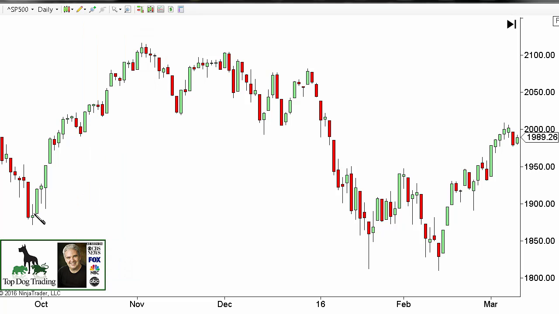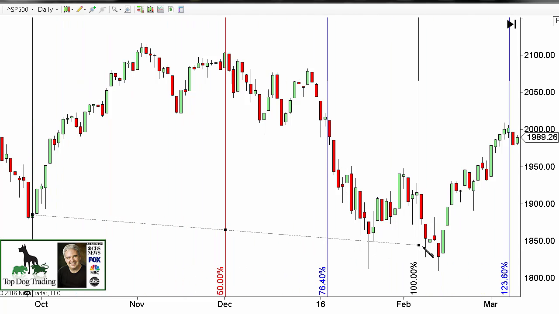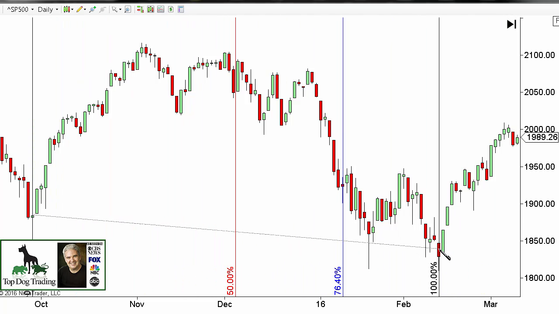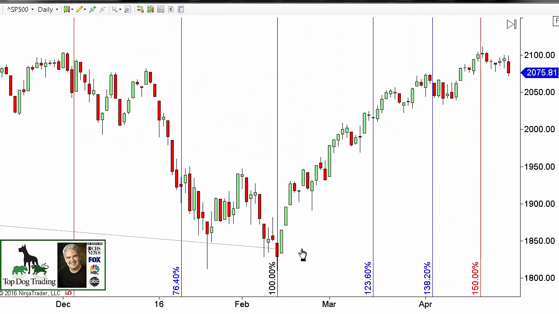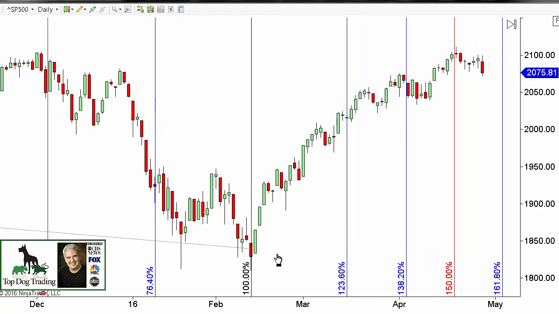Fibonacci time extensions, and we just draw it from that low to that low. We use the lowest low. All right, there we go. And so then it draws these levels into the future. Okay, and that's actually where we are right now.